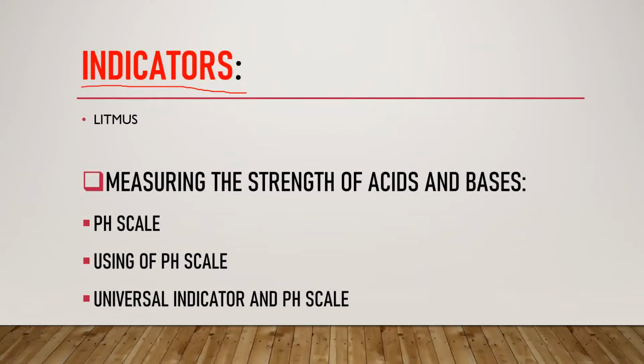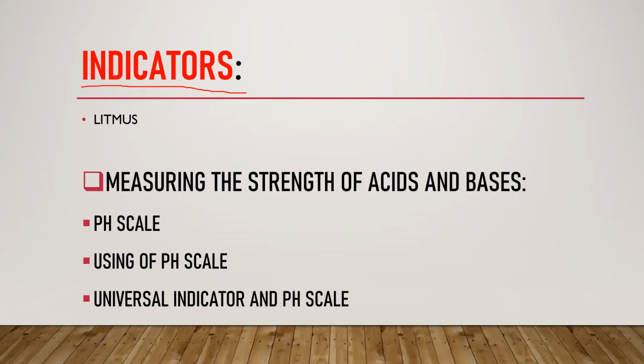Indicators are usually weak organic acids or bases that change color in an acidic or alkaline medium. There are two types of indicators: natural indicators and synthetic indicators. Natural indicators are prepared from organic matter like animals, plants, or their parts. Almost any petal, leaf, or root of a plant that is brightly colored, red, blue, purple, etc., can be used to prepare a natural indicator.